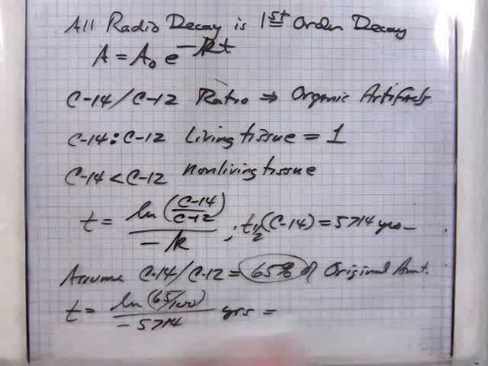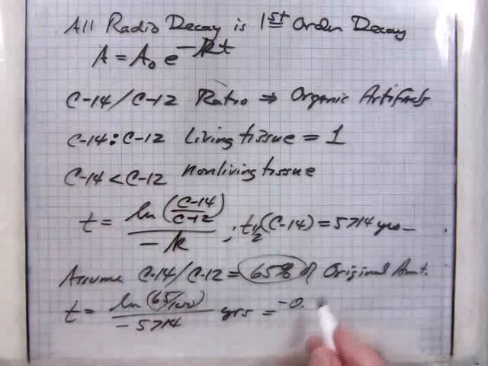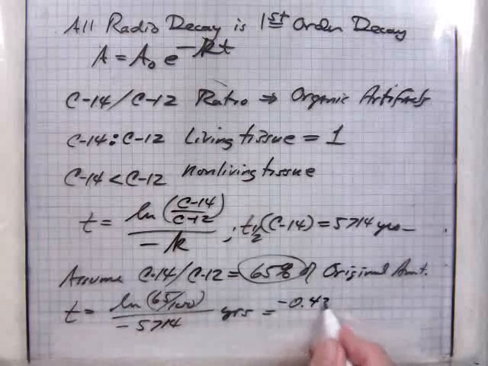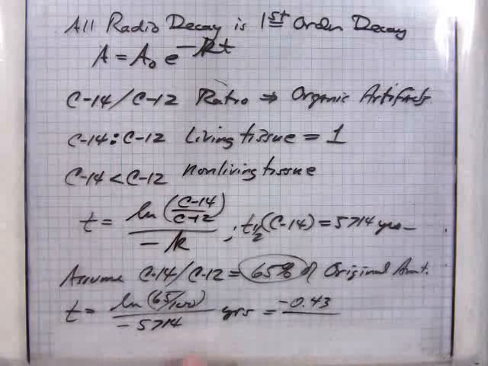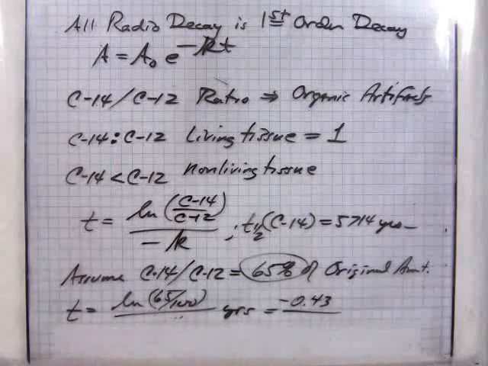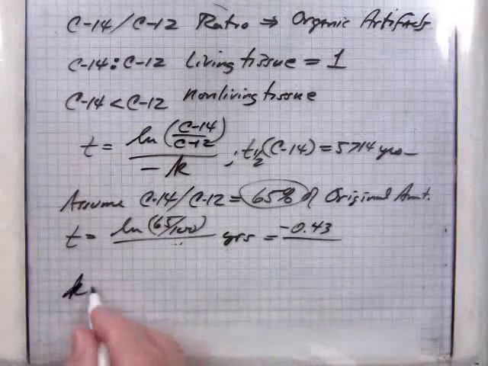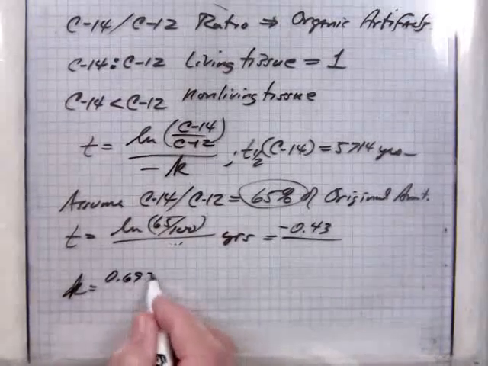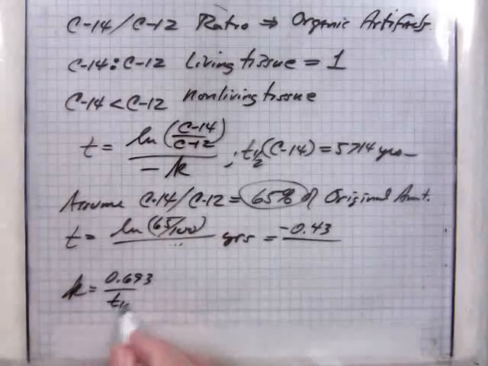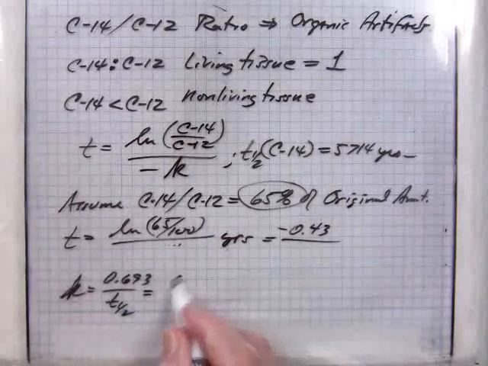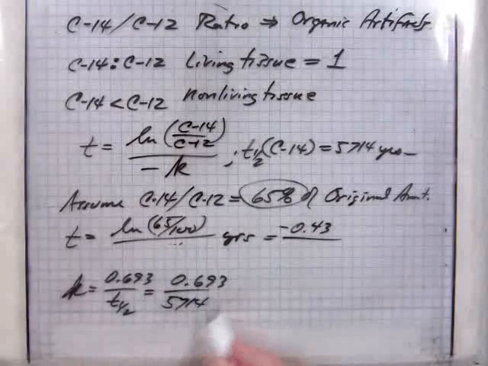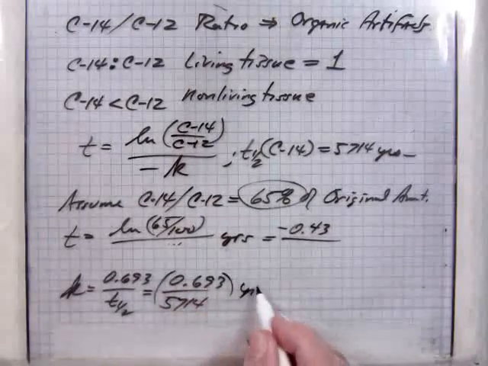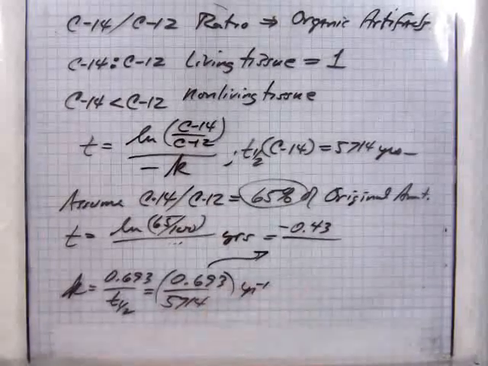I get that should be 0.043, and oh, that's the half-life. Excuse me. That's what my problem is. I know. K is 0.693 over half-life. No wonder I was getting weird numbers. 0.693 over 57.14, and that's years to the minus 1. That's what we put in that expression.